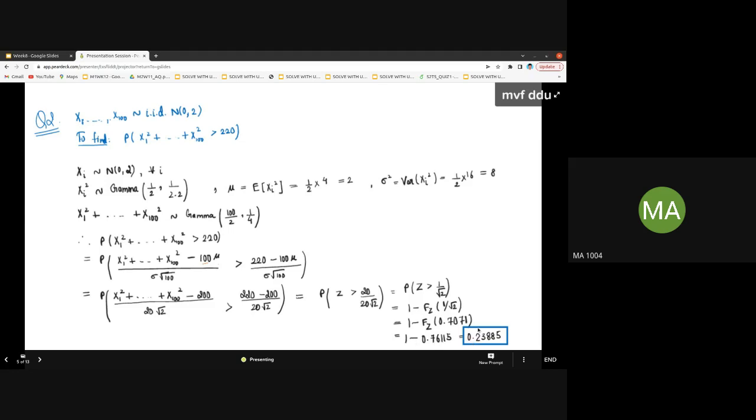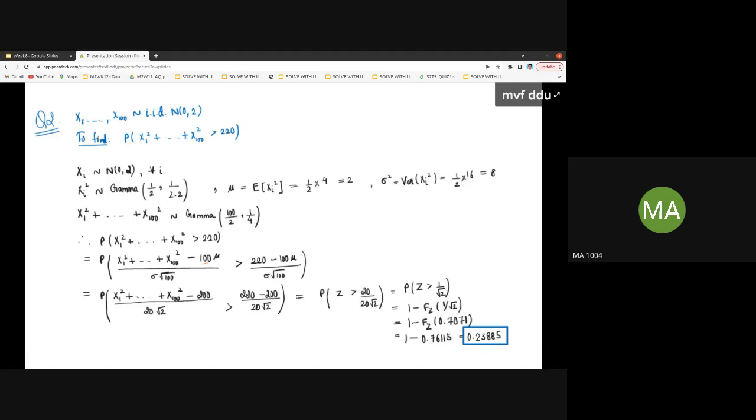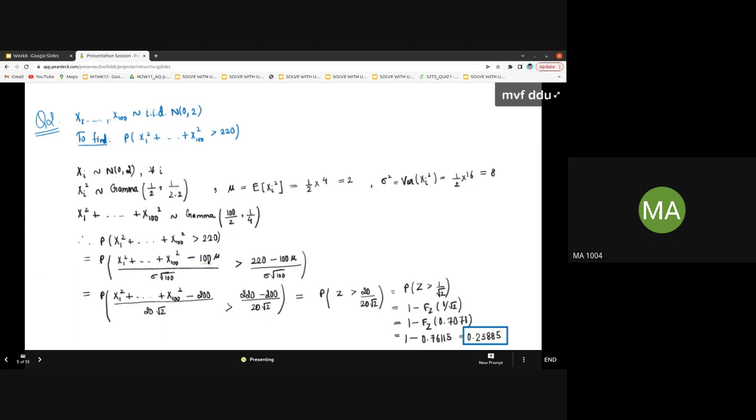And it will be 0.23885. Okay. So in question 1 and question 2, after knowing the random variable or the function of the random variables, we have done the same thing. We have computed the expected value and standard deviation of the random variable. We have subtracted the expected value and divided by the standard deviation, and treated the whole thing as following standard normal 0, 1. That is what we will do in CLT.